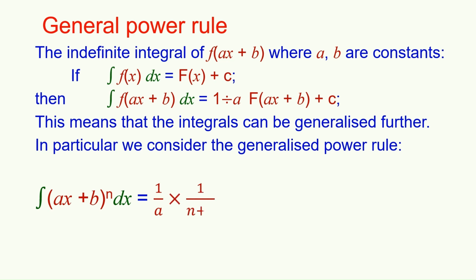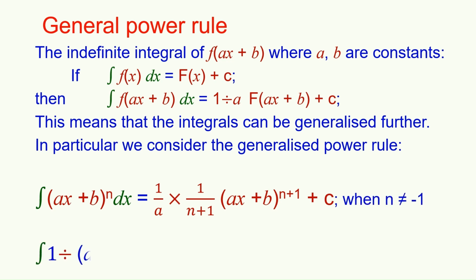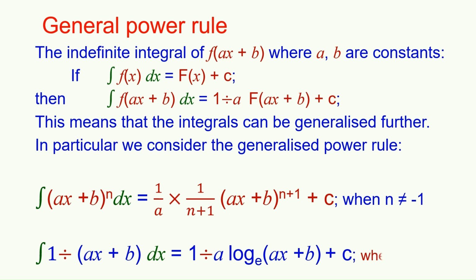Indefinite integral ax plus b to the power of n dx equals 1 divided by a times 1 divided by n plus 1 times ax plus b to the power of n plus 1 plus c, when n is not equal to minus 1. Indefinite integral 1 divided by ax plus b dx equals 1 divided by a log of ax plus b plus c, when ax plus b is greater than 0.